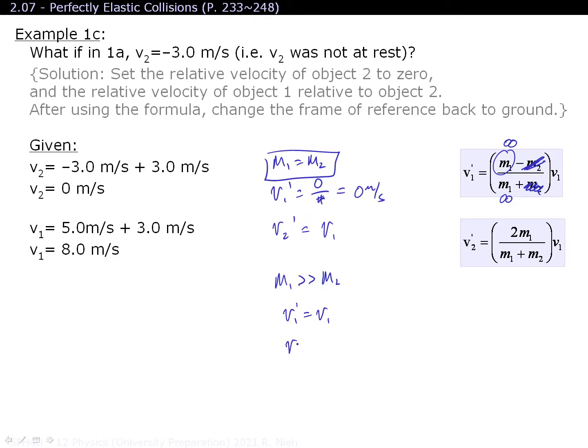But now let's see what happens to v2 apostrophe. 2m1 over m1 plus m2. Again, if m2 is really small, it'll be negligible in the big picture. So we really have double of infinity divided by infinity, which then will give us a ratio of 2 to 1. So v2 apostrophe will be double of whatever v1 was before. That's where we got that proof from. I encourage you to try out the other case now, where m1 is much less than m2, and see if it matches up with the results that we discussed earlier.